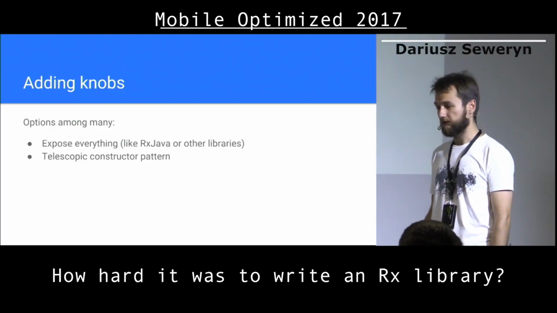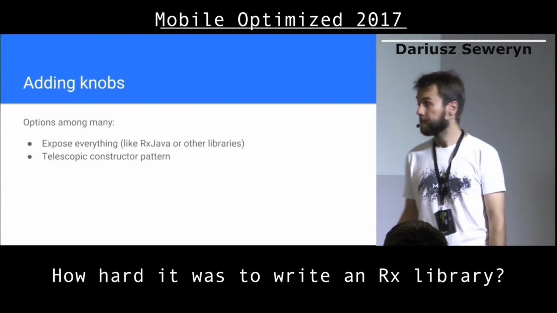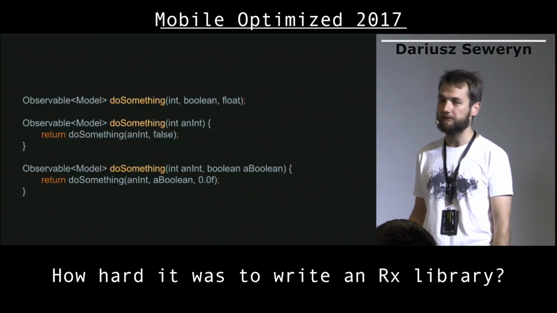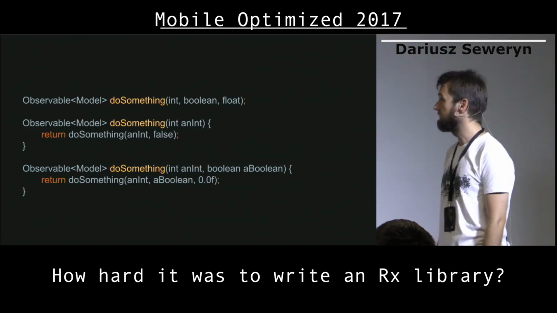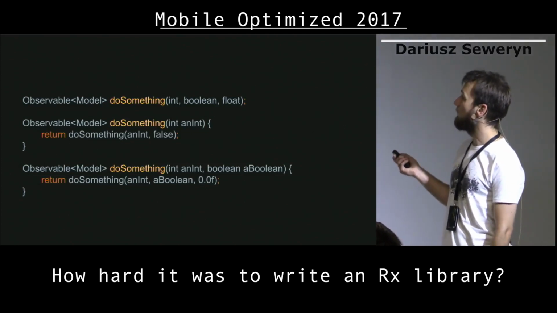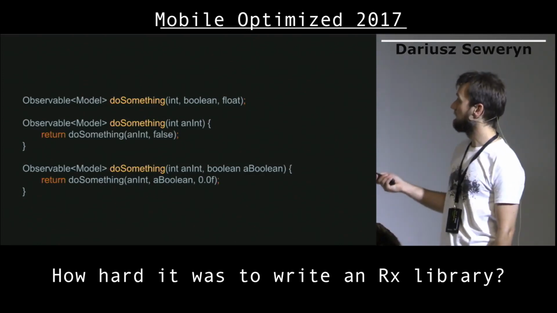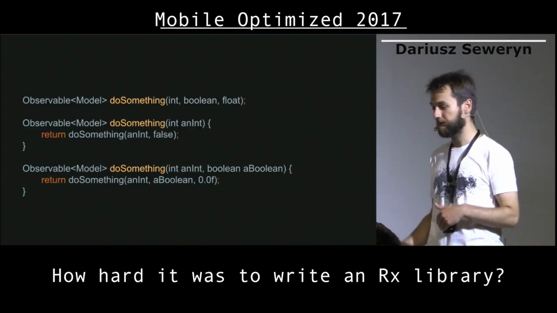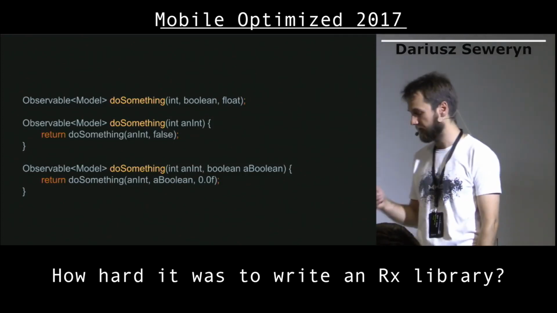And the other option is to use a telescopic constructor pattern. Used mostly in the constructor pattern of classes in Java, but it's easy. We have only one method that is doing actually something, and then we have other methods that are just like a telescope that are enhancing the same call with different parameters.